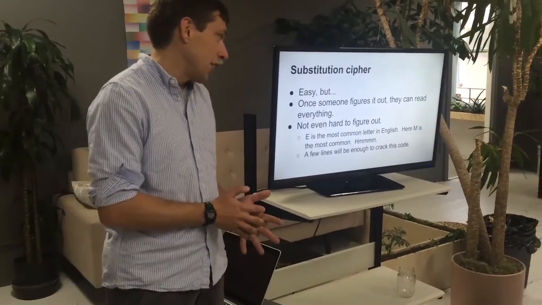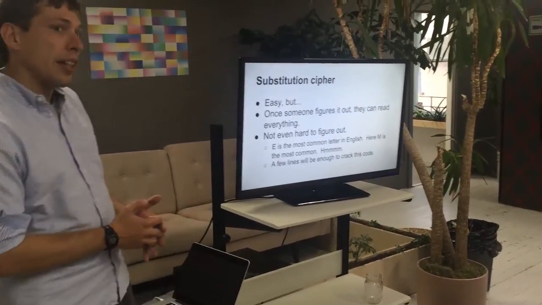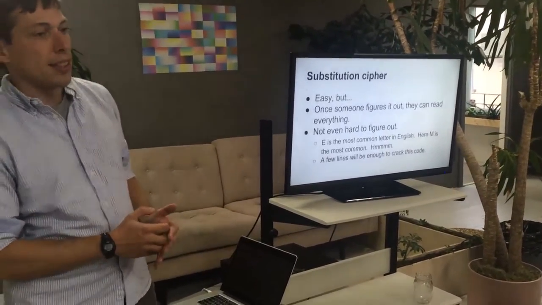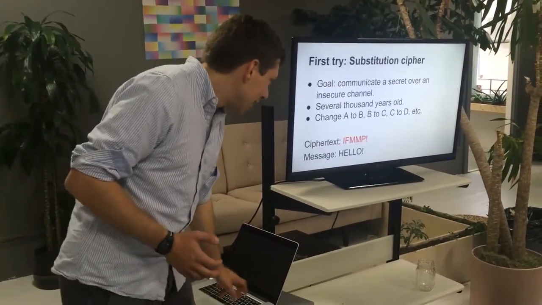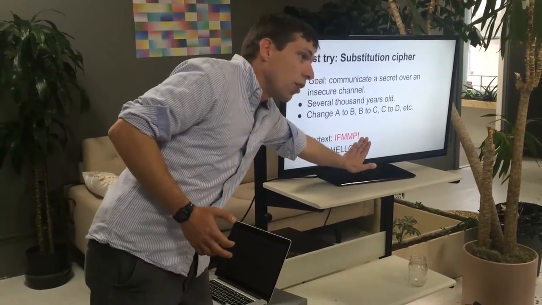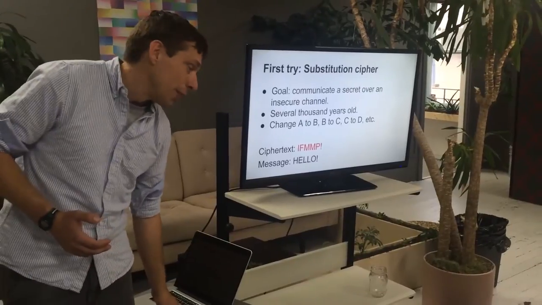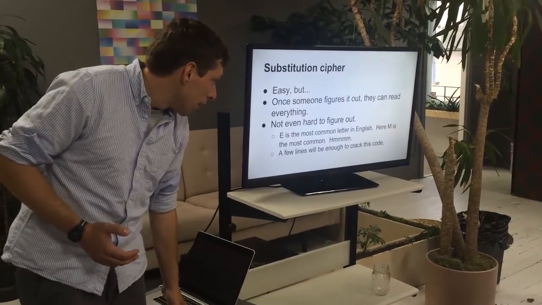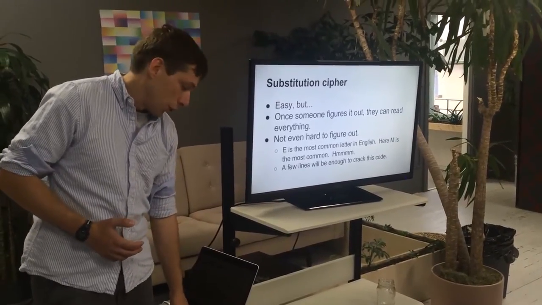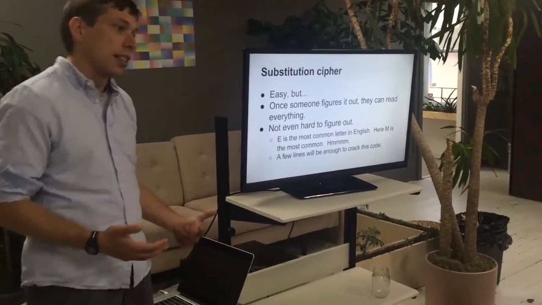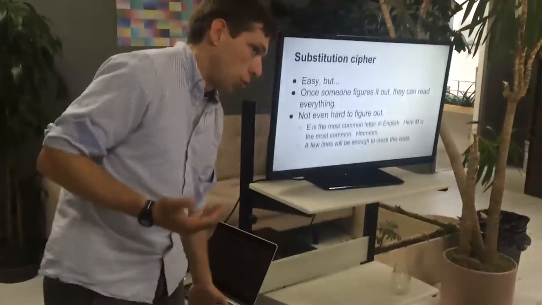E is the most common letter in English, and in English you've got about 1 to 2 bits per letter. It's very easy to predict words after they've started. If you have H-E-L-L with no O at the end, it might just be hell, but probably he's going to say hello. That's a lot more common. So you can predict English pretty well. A few lines is going to be enough to crack this code. You just do some statistical analysis of what letters are appearing, and pretty quickly you'll find it's just one letter shifted over.